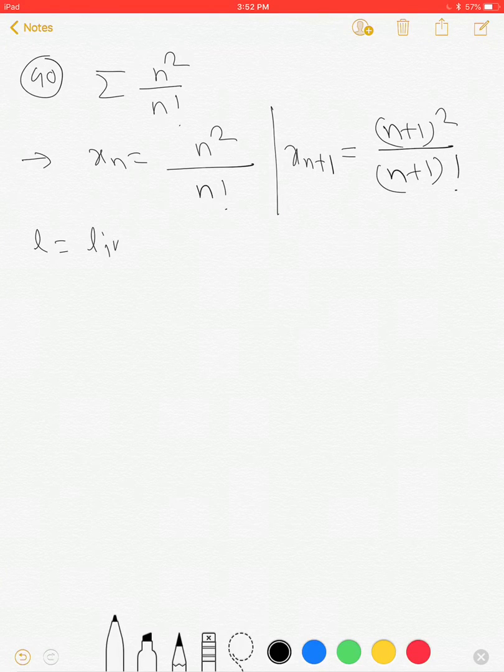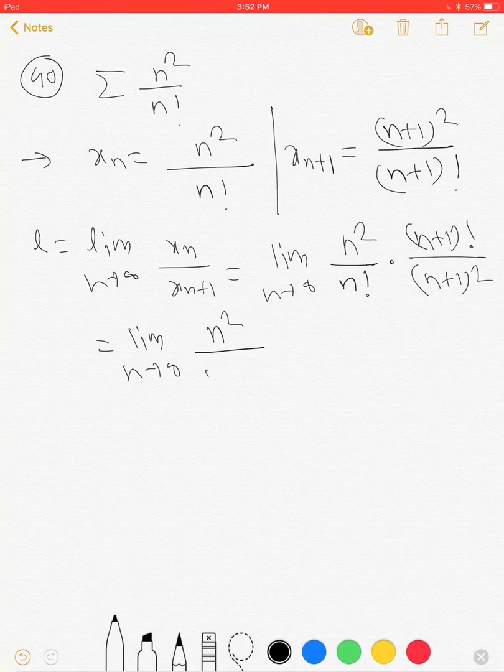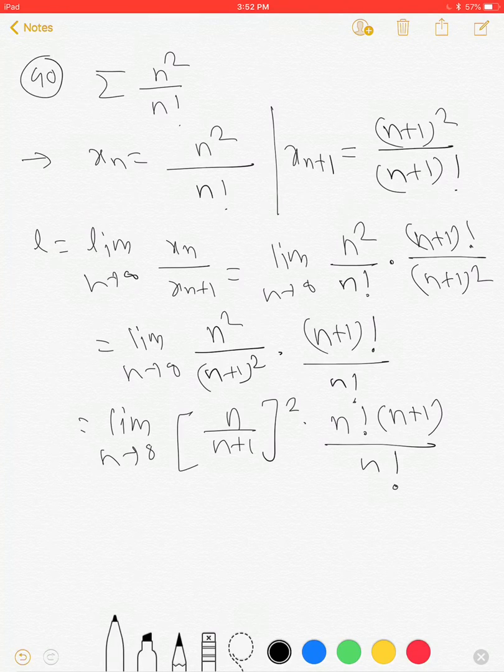So take L equal to the limit as n tends to infinity of the ratio of the nth term to the n plus 1th term. So this becomes the limit as n tends to infinity, where xn is n square upon n factorial, and the n plus 1th term is n plus 1 factorial upon n plus 1 square. So this becomes the limit of n square upon n plus 1 whole square into n plus 1 factorial upon n factorial. This can be written as n upon n plus 1 square into, n plus 1 factorial can be written as n factorial into n plus 1, upon n factorial. So n factorial gets cancelled.